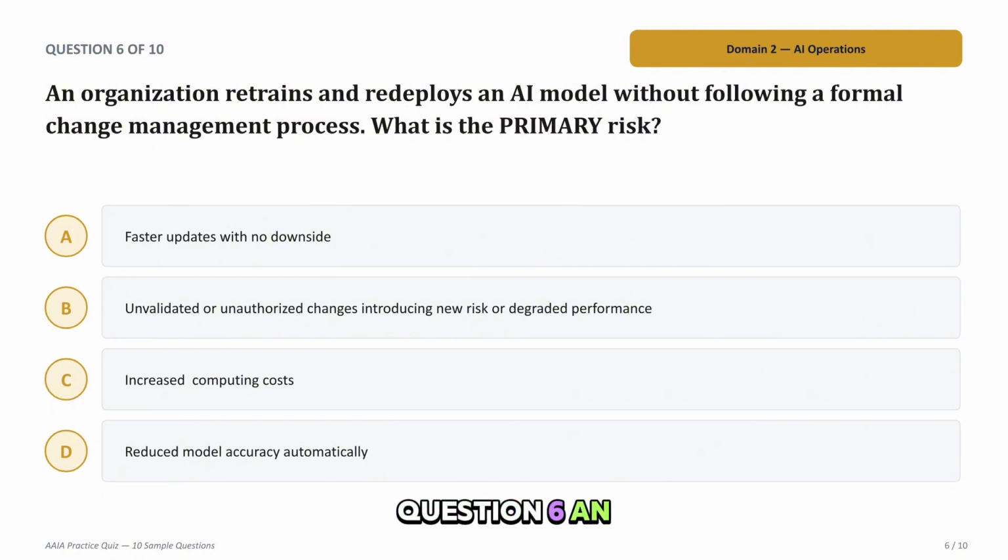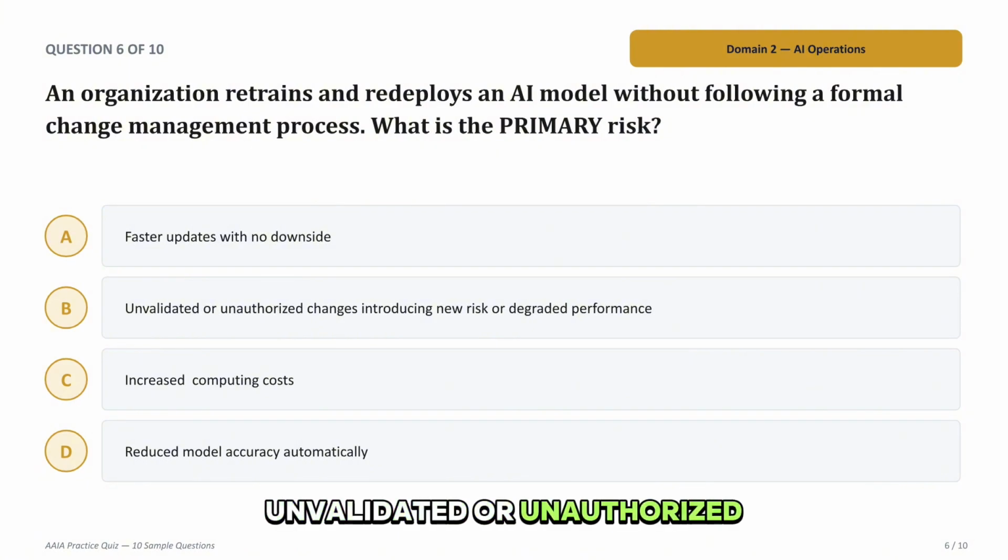Question 6. An organization retrains and redeploys an AI model without following a formal change management process. What is the primary risk? A. Faster updates with no downside. B. Unvalidated or unauthorized changes introducing new risk or degraded performance. C. Reduced computing costs. D. Improved model accuracy automatically.